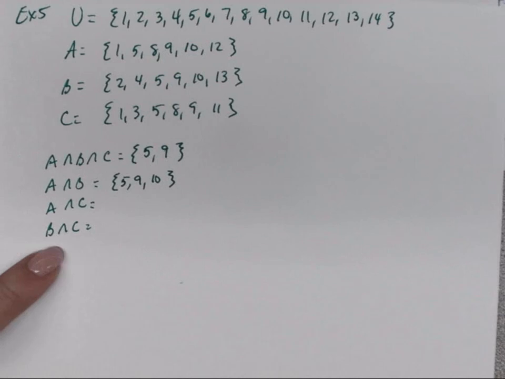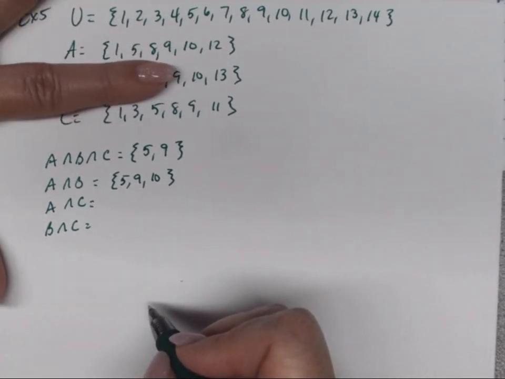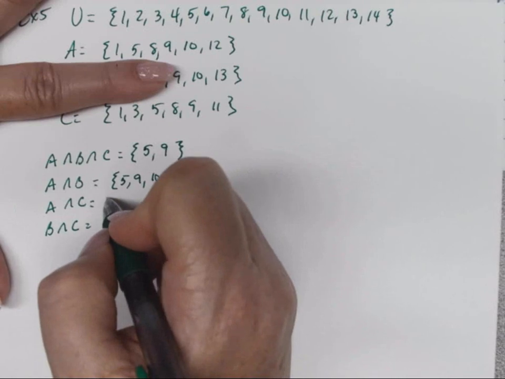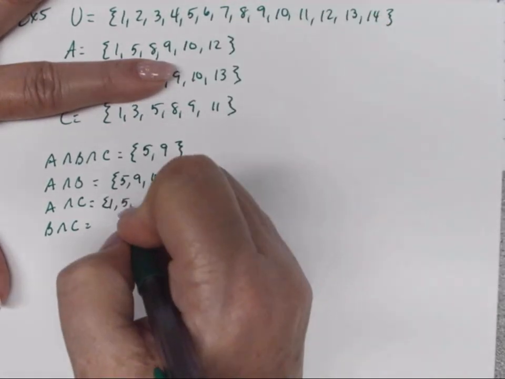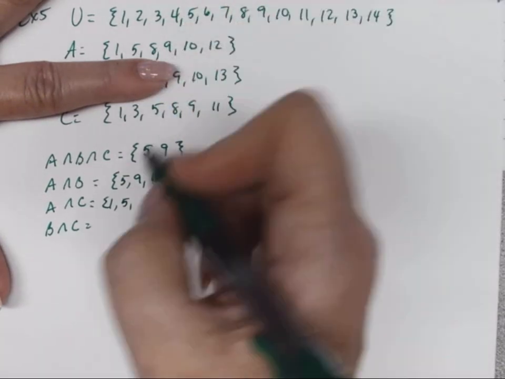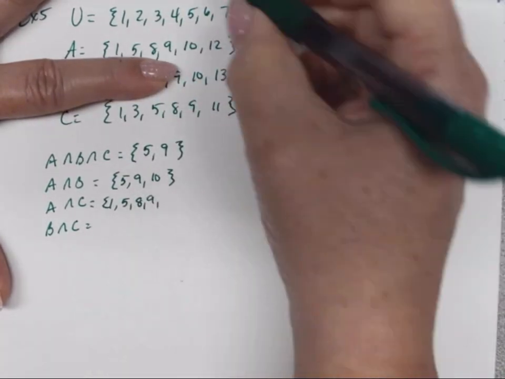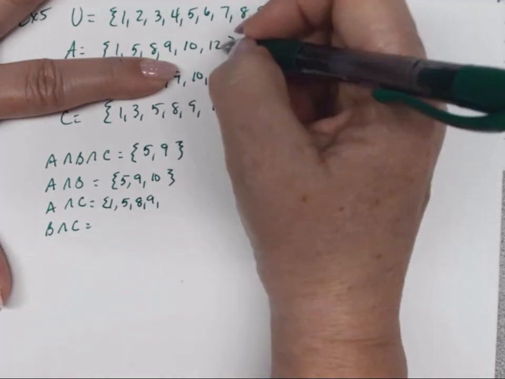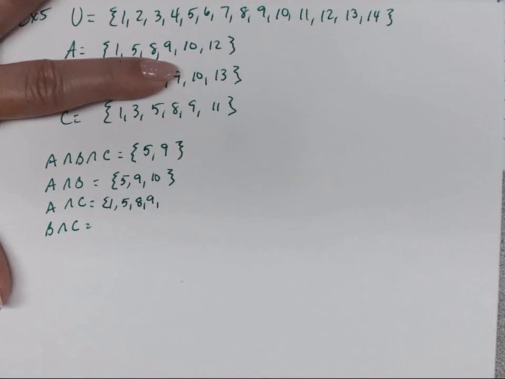And A and C. A intersect C. So what does A and C have? They both have 1. They both have 5. They both have 8. They both have 9. They don't have anything else in common. So they have 10, there's 11, there's a 12.